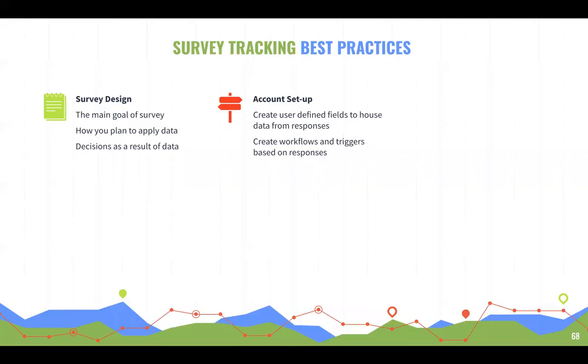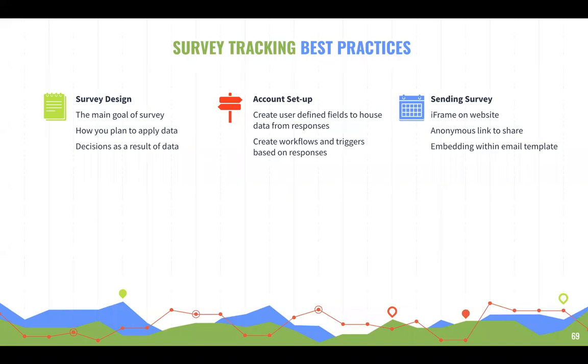Second, you would go into your account setup. So you'd create your user-defined fields that would house these responses. You'll also create the workflows and triggers that will happen based on the responses. And then when it comes to sending your survey, you can either embed it into a website. You have the anonymous link to share. Otherwise, you can embed it into an email to start that tracking and make sure it directly connects to a contact.